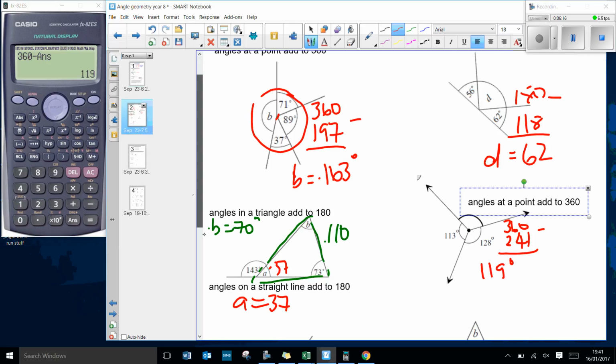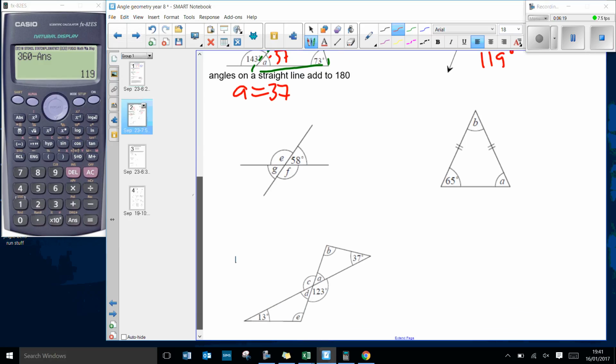Okay, and we've got E, F and G. As I say, we normally do this alphabetically. This is a very common one that lots of people make their lives harder, and they often tend to use the incorrect angle reasons for this.